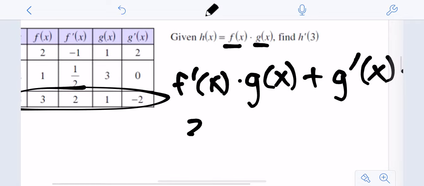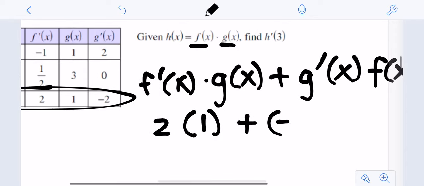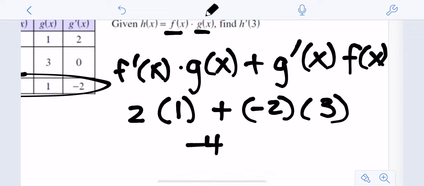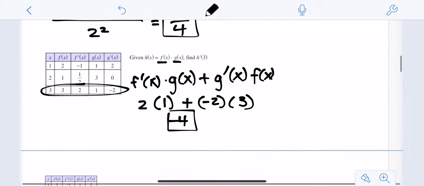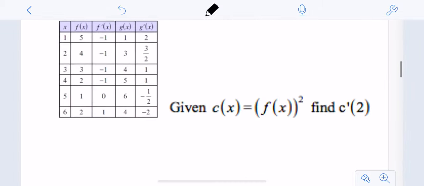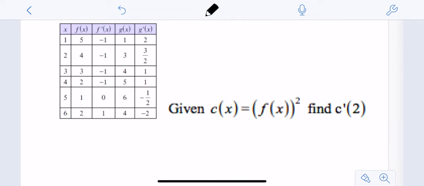So I'm looking at 3. So f prime is 2, g is 1, plus g prime is -2, and f, I believe, was 3. So that's 2 plus negative 6, so this is negative 4. So this really looks at if you know the rules. So for the next one, we are finding C prime when C is f squared. So that's chain rule.